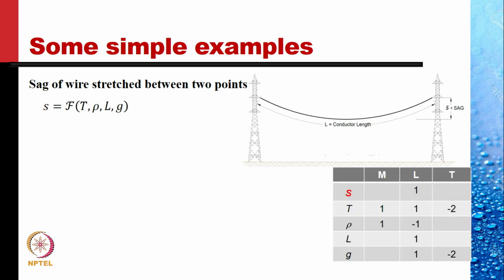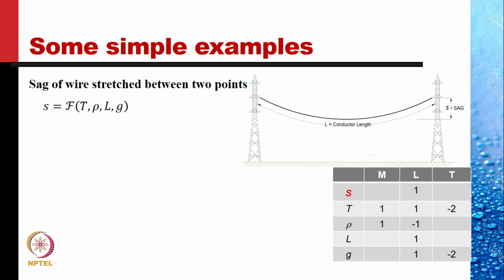The first step, we take all the parameters: the dependent parameter S shown in red, and T, rho, L, and G as independent parameters. We use the MLT system of dimensions and write the dimensions of these. The density rho is here the density per unit length of the wire. We don't need to worry about the density per unit volume, since the weight would be a function of length. So we work with the density per unit length.